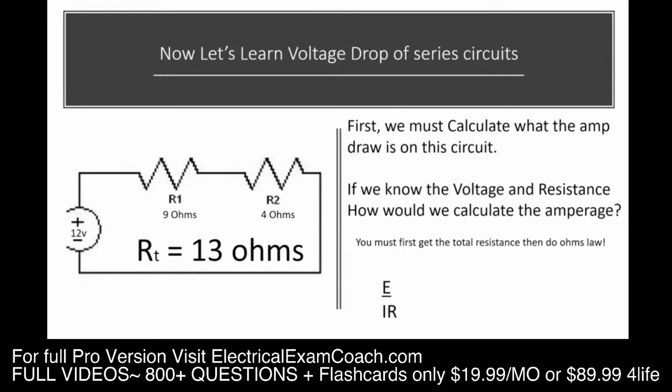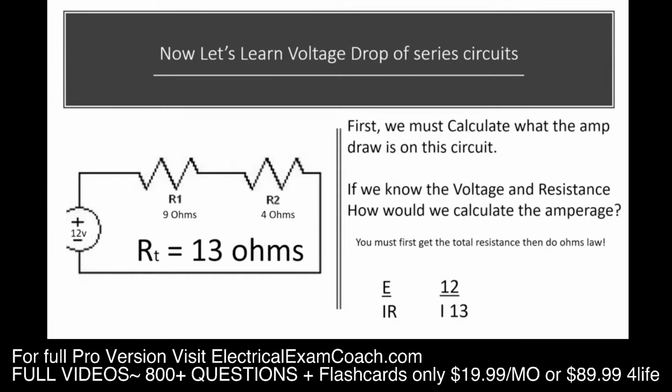So what we do is we set up our formula so we remember, and we plug in the knowns. In this case, we know that it's a 12-volt circuit. We got 13 ohms of resistance. All we must do now is to divide 13 up into 12, and that's going to give us our amperage. In this case, it's 0.923 amps. Second, we must use Ohm's law again to find the voltage drop across any given resistor.